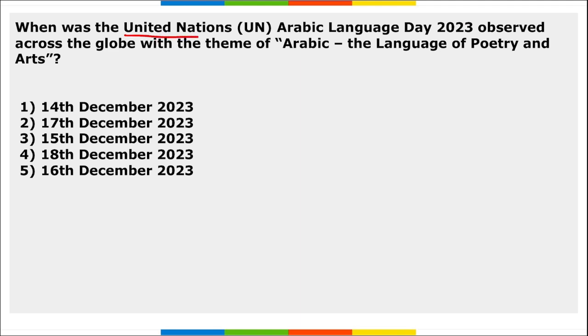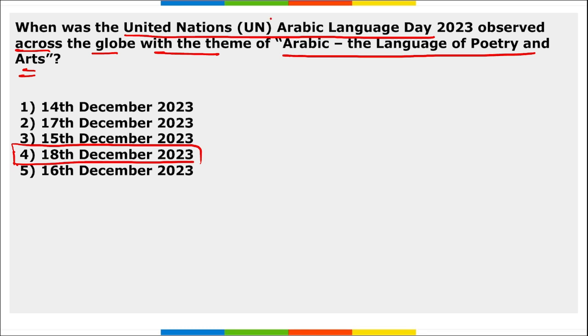Next, when was UN Arabic Language Day observed across the globe with the theme of Arabic, the language of poetry and arts? So this day was observed on 18th of December, that is UN Arabic Language Day. Correct. The theme being Arabic, the language of poetry and arts. Right, take a note of this.